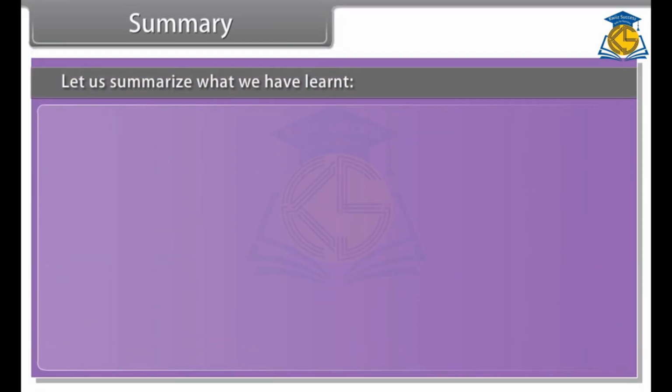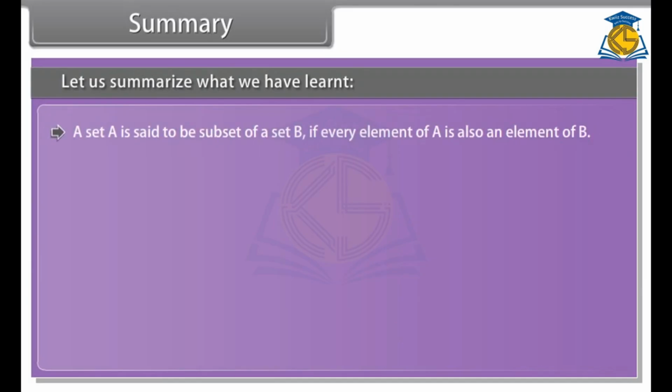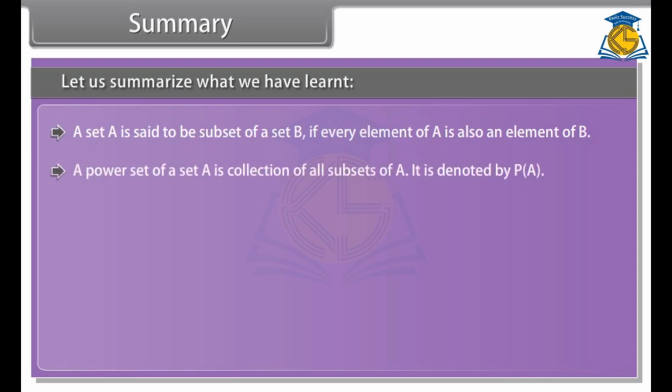Summary. Let us summarize what we have learned. A set A is said to be a subset of a set B if every element of A is also an element of B. A power set of a set A is the collection of all subsets of A. It is denoted by P(A).